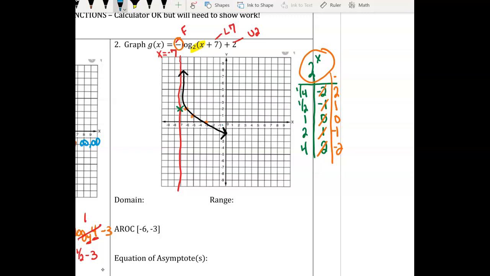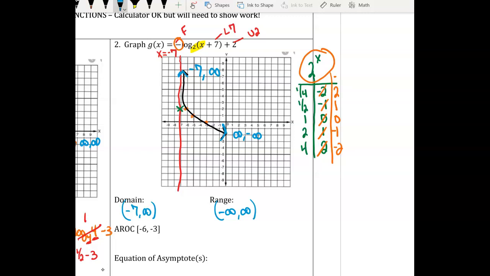So first arrow is infinity, negative infinity. And our next arrow is x for negative 7 and infinity. So my domain, small x, big X, small y, big Y for range.